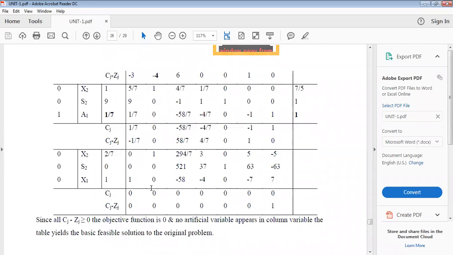Now, because x1, 0, s2, 0, x2, 0, all these things, therefore Zj, you will get all zeros: 0 into this, 0 into this, 0 into this. So like this you are getting zeros, and because everything is 0, automatically you are getting Cj minus Zj zeros. Only artificial variable 1 is coming here.